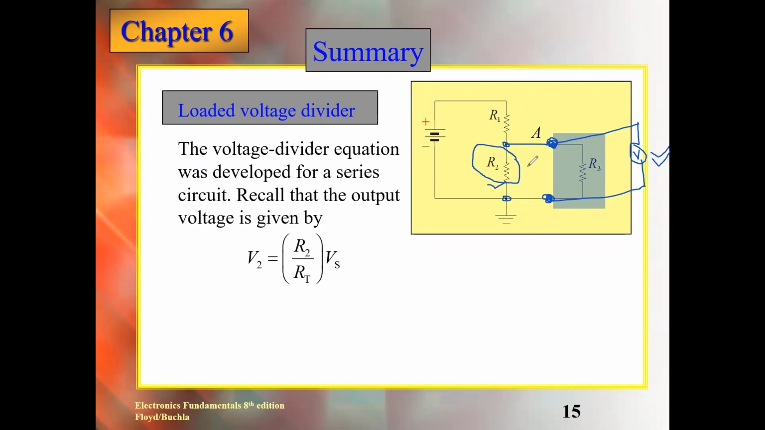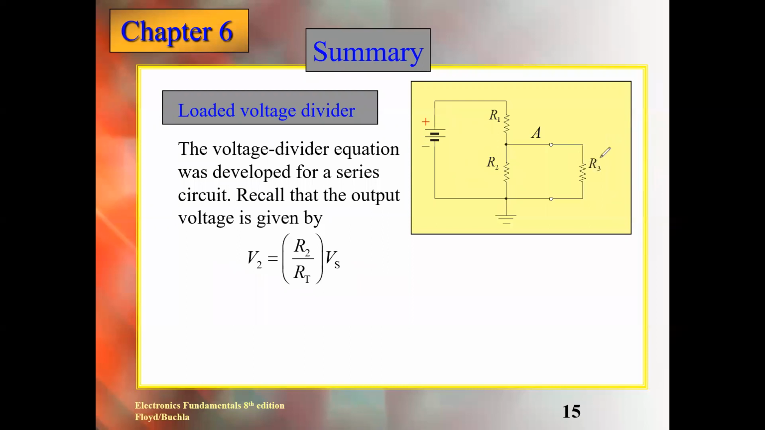So this means that we can apply the voltage divider rule, or not? Because if we remove this R3, it is a simple series circuit, and in a series circuit we can apply the voltage divider rule. So what will the output be at that time? V2 will be the resistance R2 over the total resistance R1 plus R2, multiplied by Vs. This way we can calculate the voltage across R2.